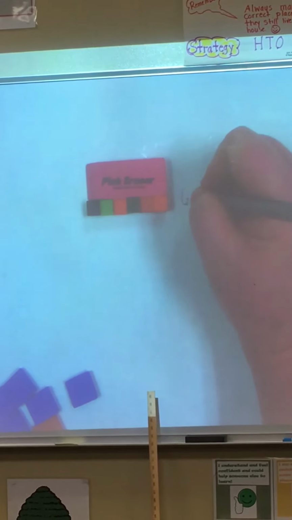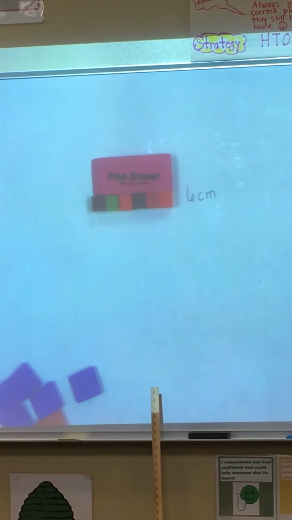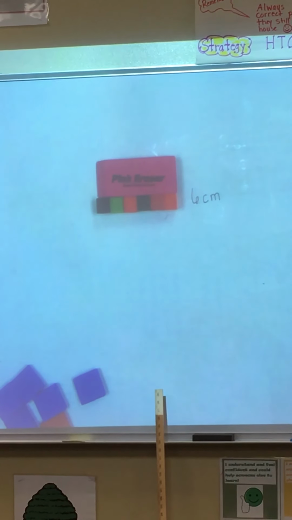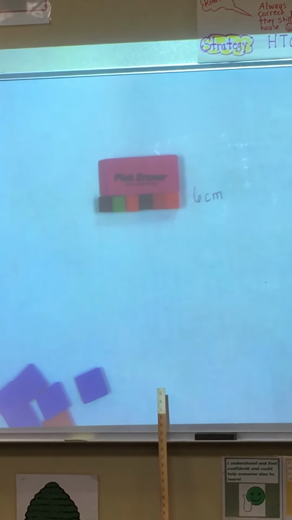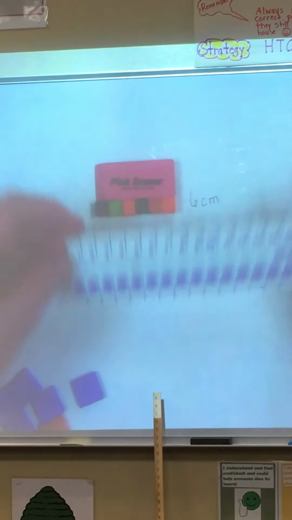And I would write that as 6 cm. Do y'all want to try inches and see what we get with inches? Let's see if it's the same or if it's different. Oh, you know what? Let's do the ruler. Exactly. The centimeter side of the ruler.